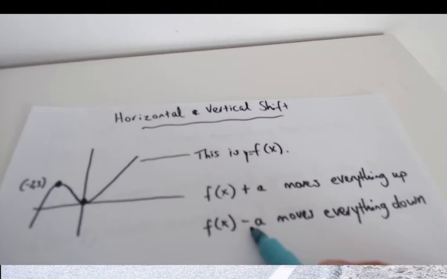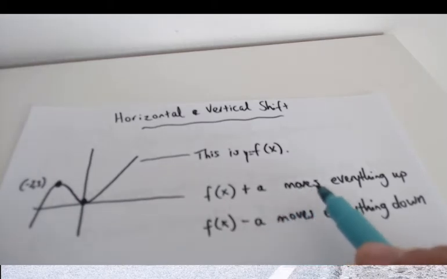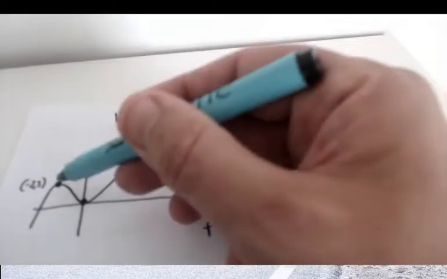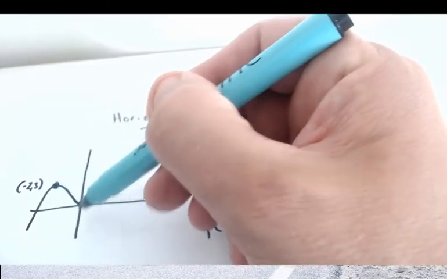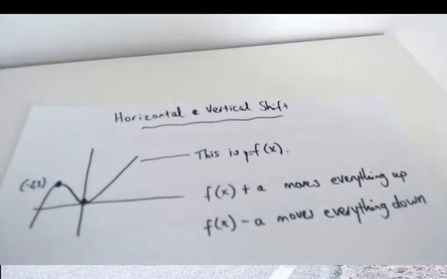If this number after the f of x is a takeaway, it moves everything down. f of x minus 1 moves everything down 1. f of x minus 2 moves everything down 2. Now when I say everything, what we focus on is the points that were given. You move them up or down depending on what you've got, and then you sketch in your new one.